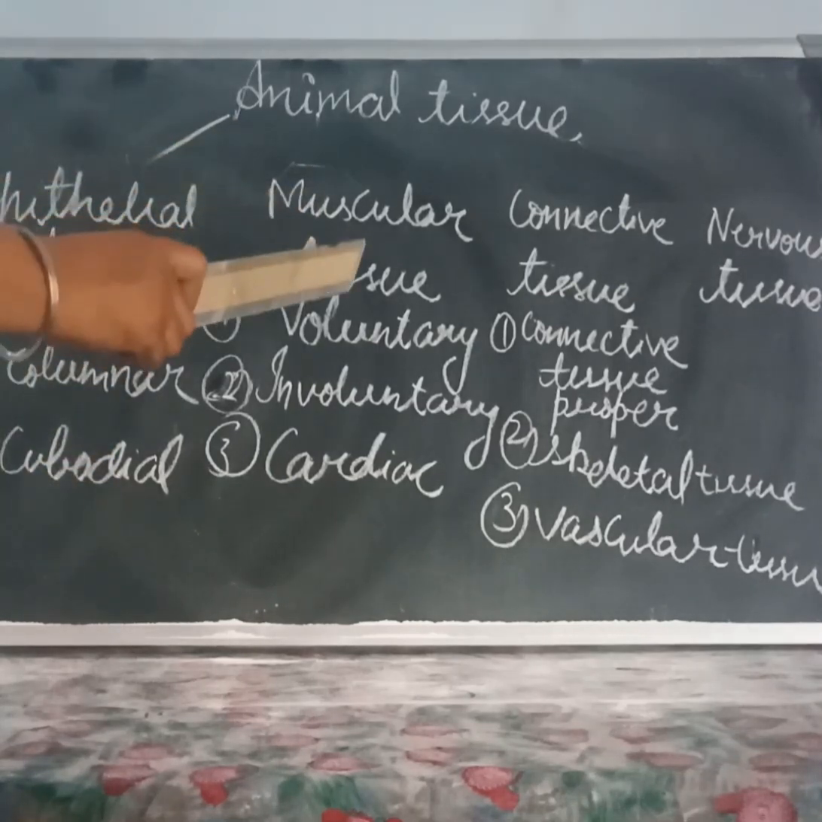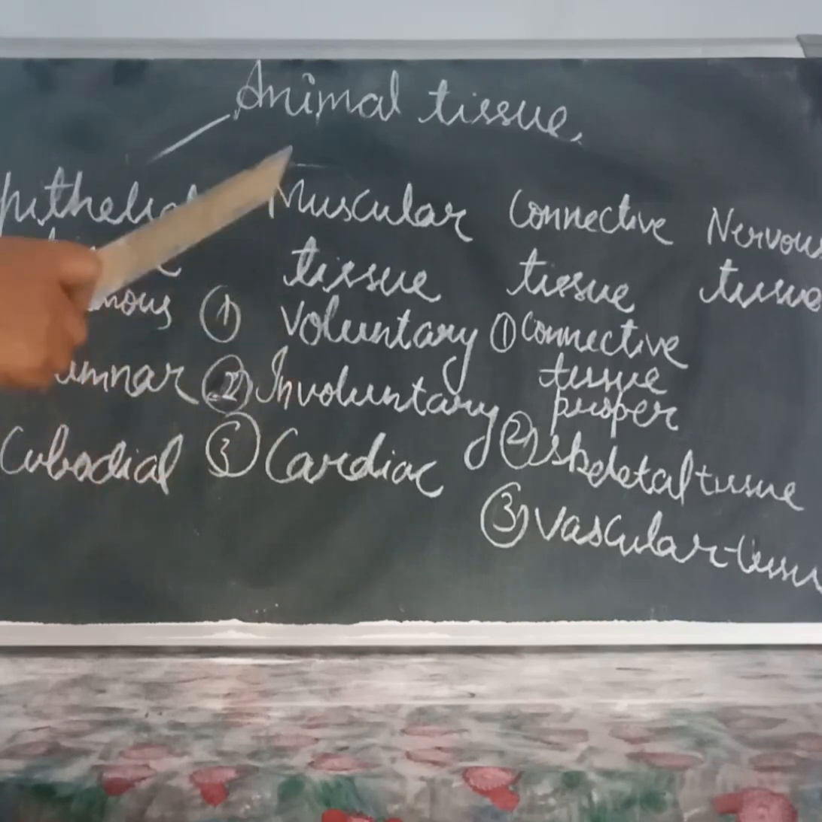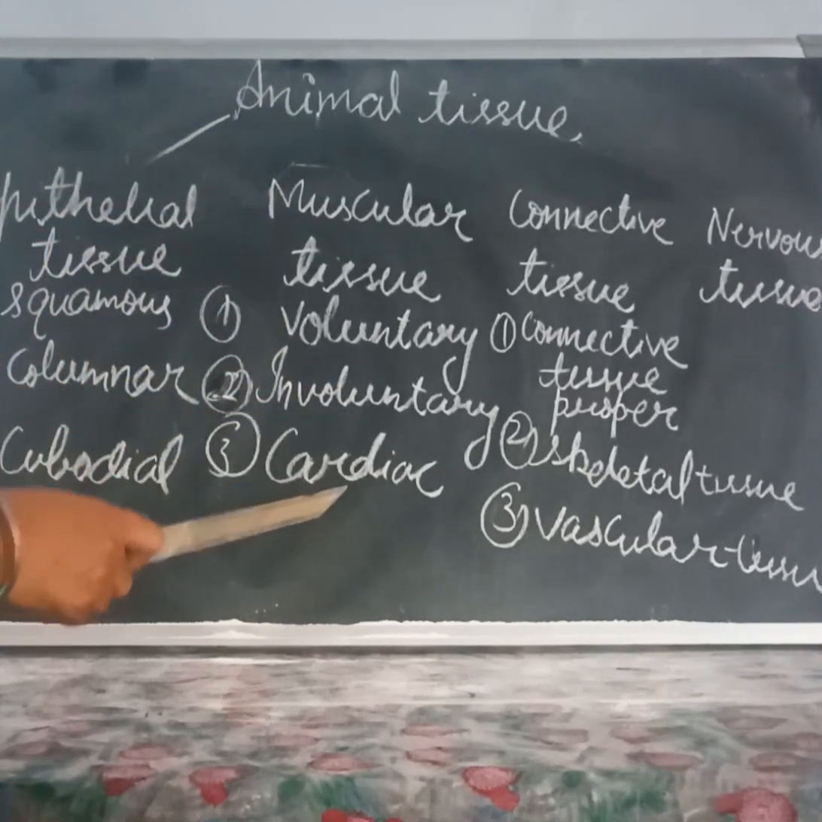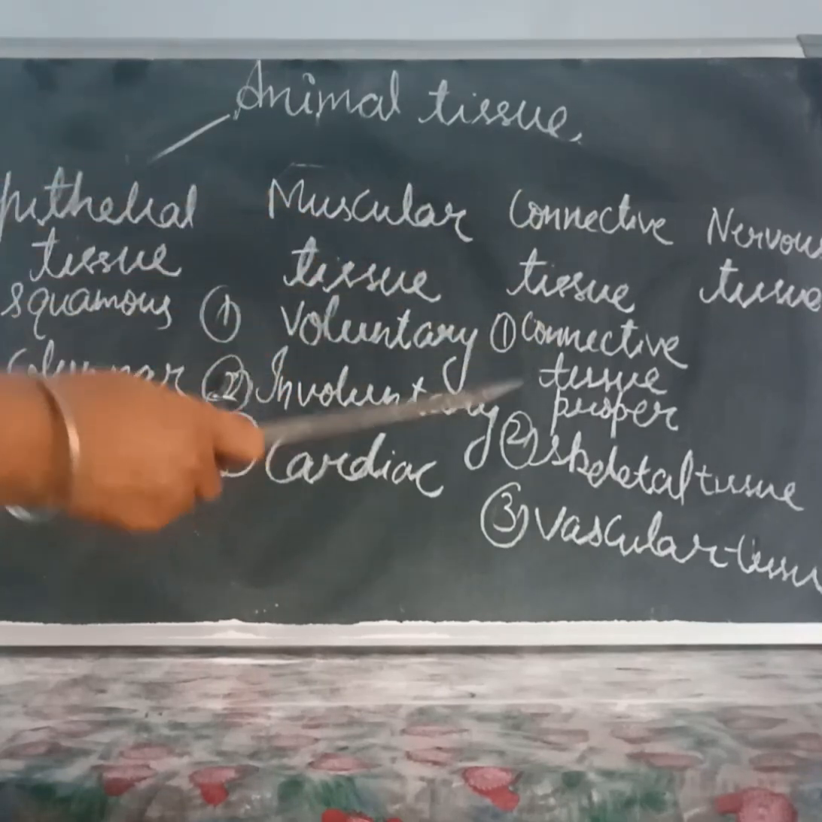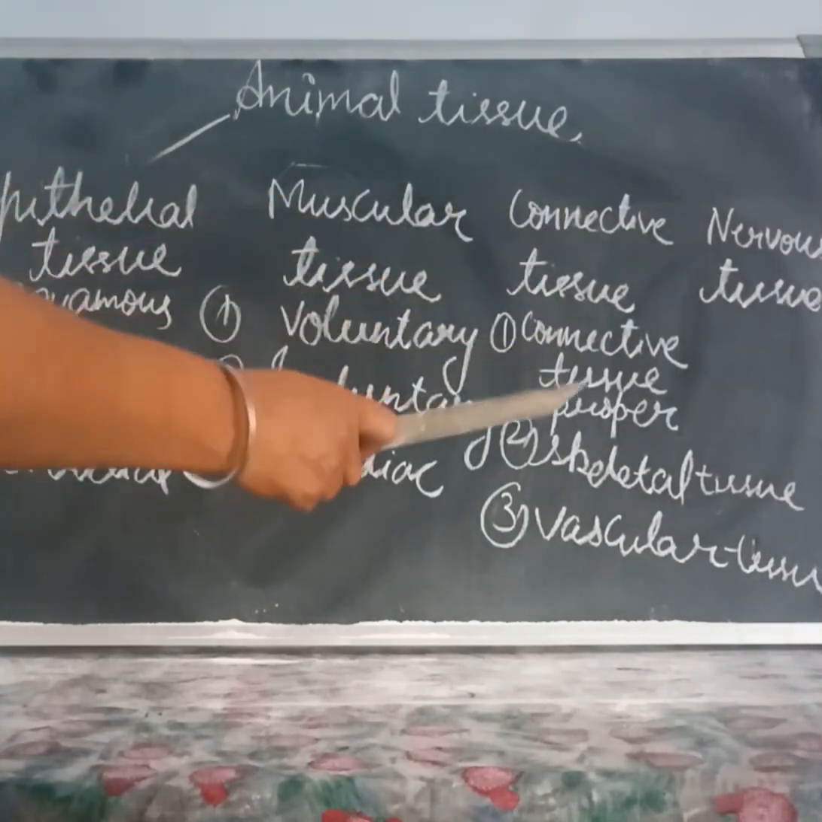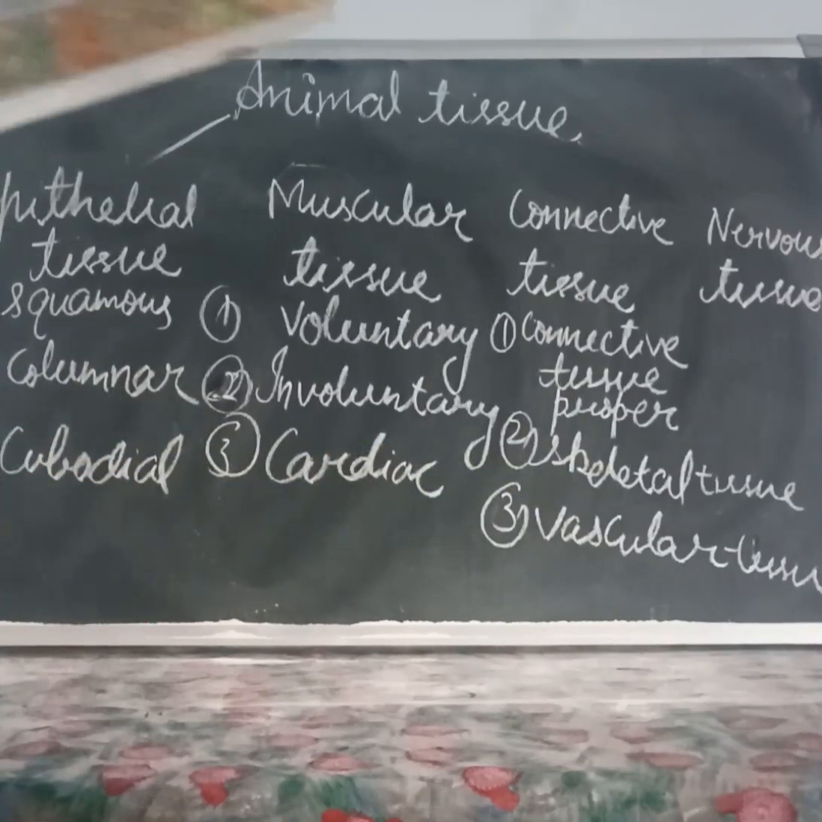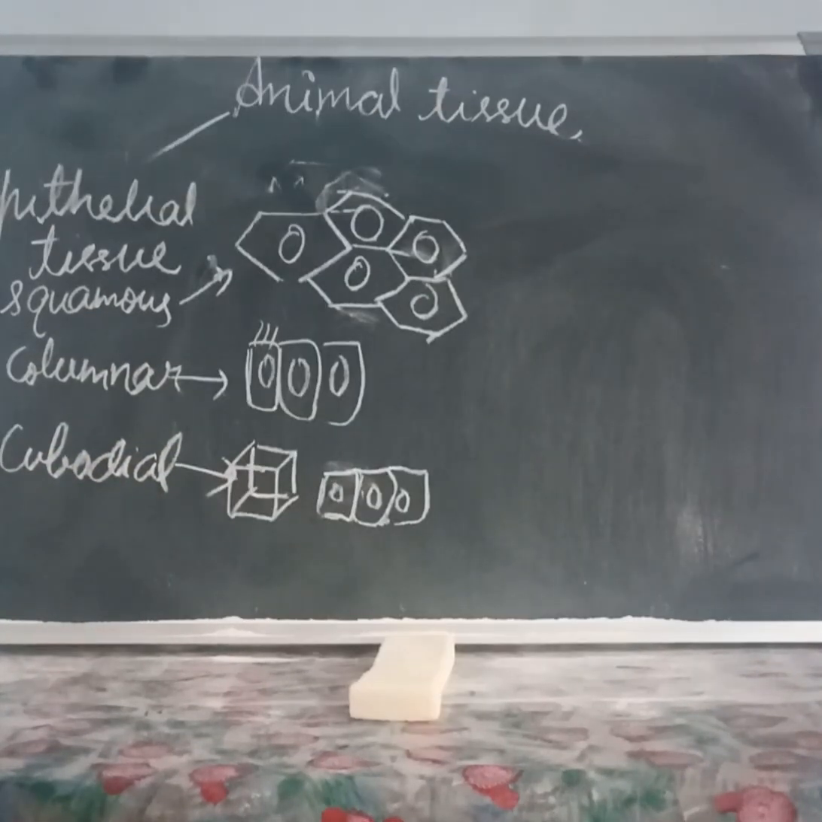Same way, muscular tissue again has three types: voluntary tissue, involuntary tissue, and the cardiac tissue. Same way, connective tissue also has three types: connective tissue proper, skeleton tissue, and vascular tissue. And the fourth one is the nervous tissue. So now we will talk about the epithelial tissue.